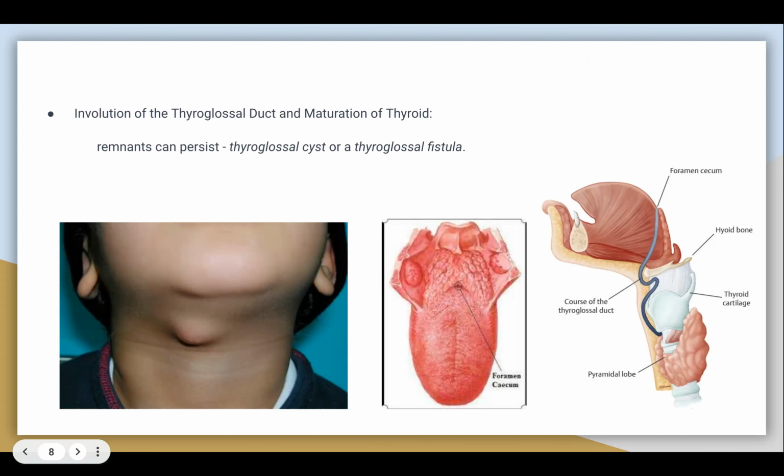Again, the foramen cecum in the posterior aspect of the tongue is the remnant of where the embryonic thyroid once was. And if the remnant of the thyroglossal duct is still patent there, there can be an accumulation of fluid. So you call that a thyroglossal duct cyst.